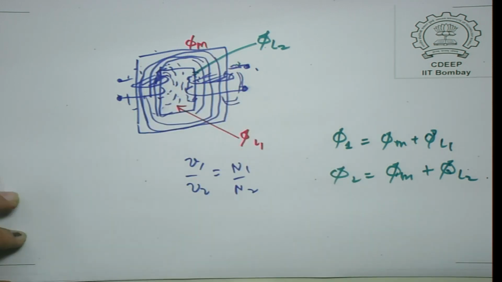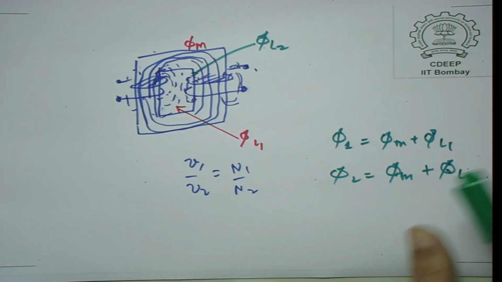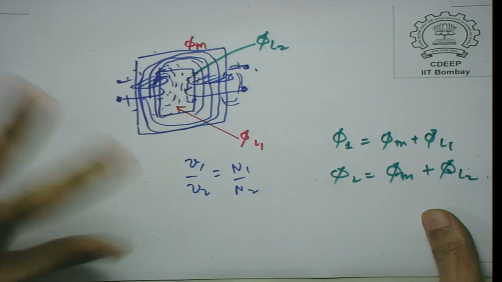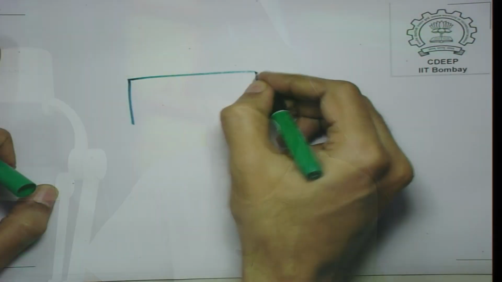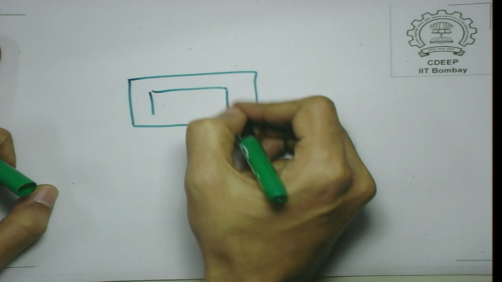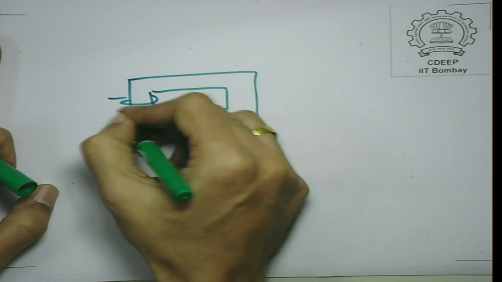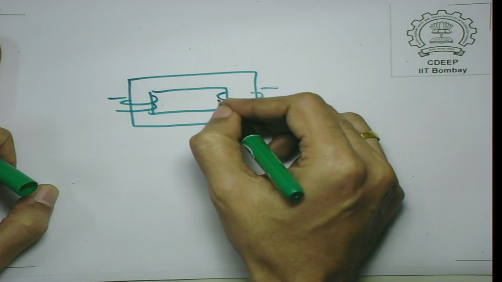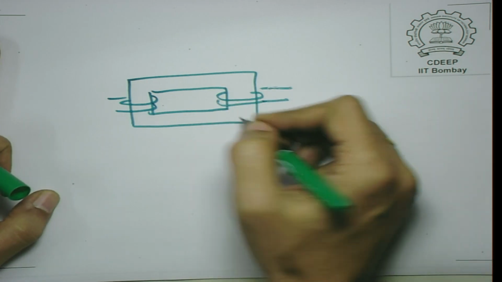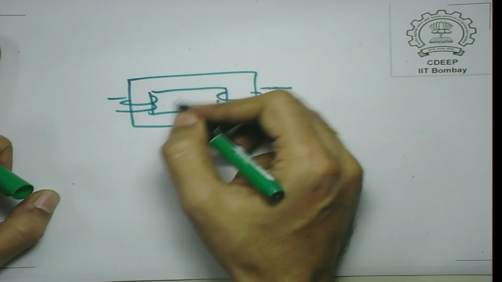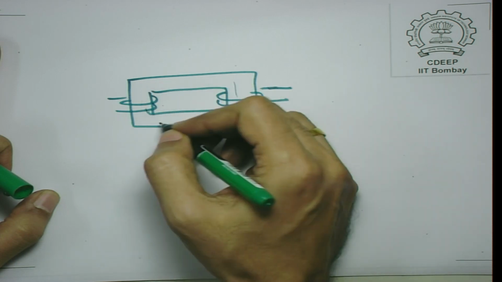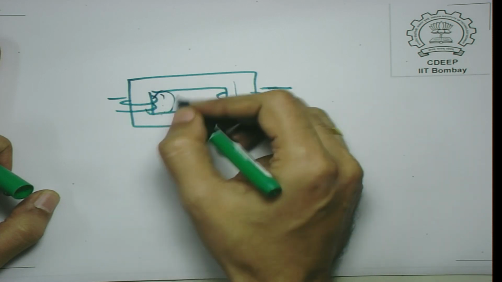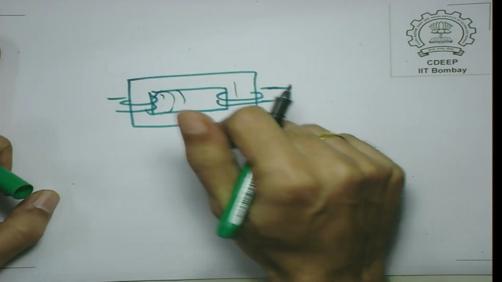Now, in a transformer leakages are low, we expect them to be low. This is a mutually coupled circuit, our special transformer which we have here. It is a mutually coupled circuit because the ferromagnetic core has low reluctance. You will find the leakage is there, but not much. There is leakage of course.